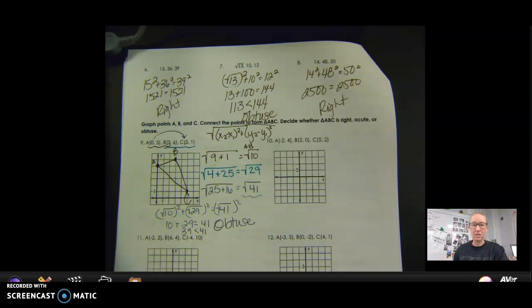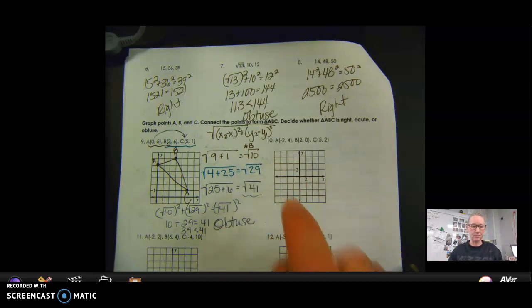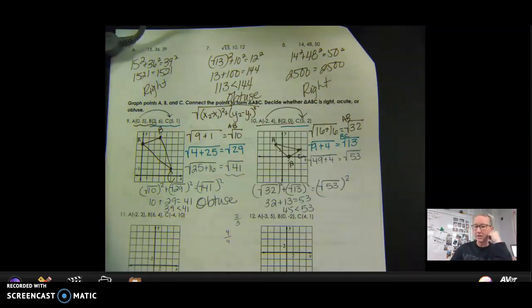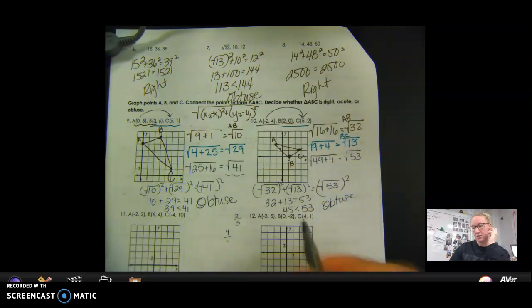Go ahead and pause me, and I just need for you to do number 10 on your own, and then whenever you're done, you can unpause me. Okay, so this one I actually got as obtuse because my last row I got 45 is less than 53, so c squared is bigger.